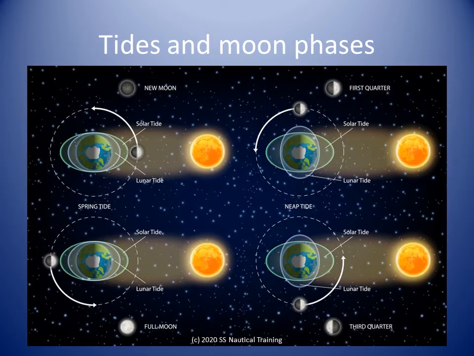This slide shows the relative positions of the moon and the sun around Earth through a lunar month. Top left is the new moon, when the sun and moon exert gravitational pull together on the same side of Earth. Bottom left is the full moon, when the sun and moon exert gravitational pull at the same time, but on opposite sides of Earth. The top and bottom right show the first and last quarters of the moon, when the sun and moon exert gravitational pull, but at 90 degrees to each other.